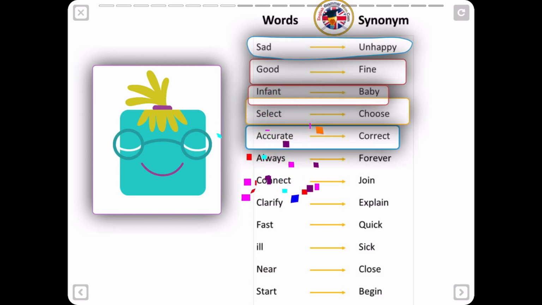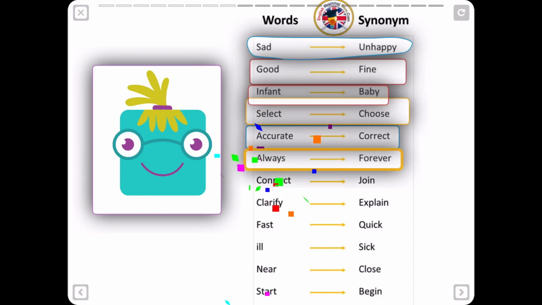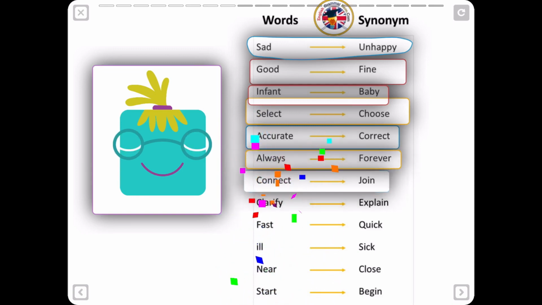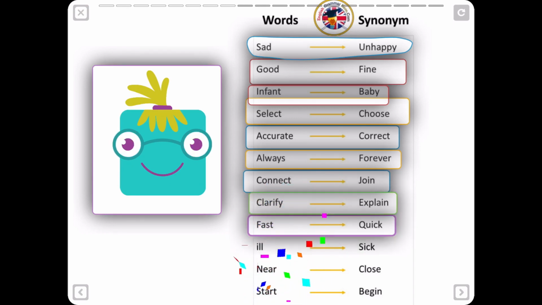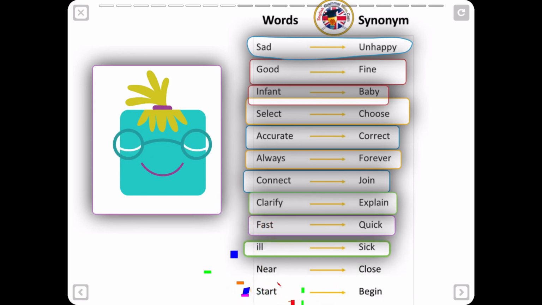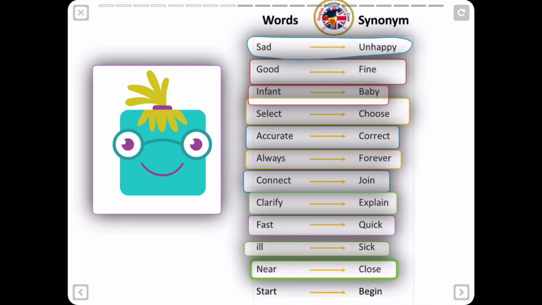Accurate, correct. Always, forever. Connect, giant. Clarify, explain. Fast, quick. Sick. Near, close. Start, begin.